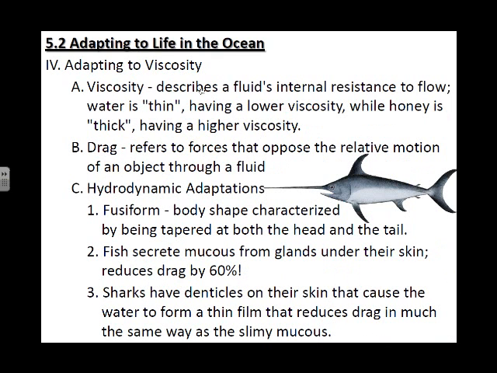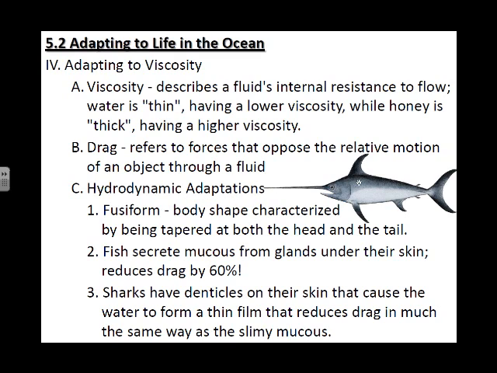All right, now the next adaptation is viscosity. And viscosity describes a fluid's resistance to flow. Water has a low viscosity, it's thin. Things like honey have a higher viscosity, so they're thick. Well, seawater tends to have a higher viscosity than we see in freshwater. So it offers a lot more drag to fish motion. So there have to be some hydrodynamic adaptations we see in fish.